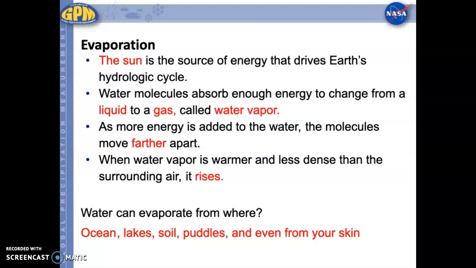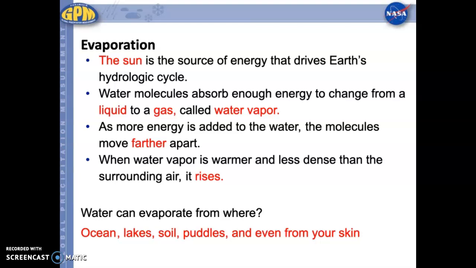So the first process we're going to talk about is evaporation. Evaporation is driven by the sun. That is the source of energy that's driving the whole cycle. Water molecules are going to absorb energy from the sun, and once they absorb enough energy, they will change from a liquid into a gas, and the gas is called water vapor. So that's just water in a gaseous form.